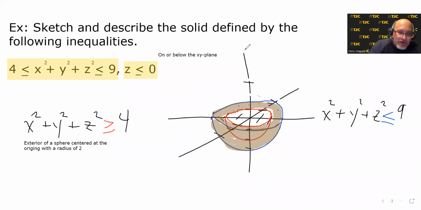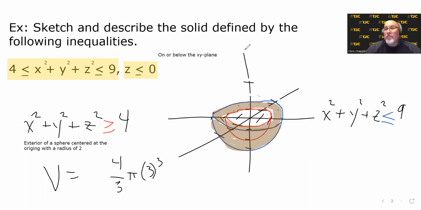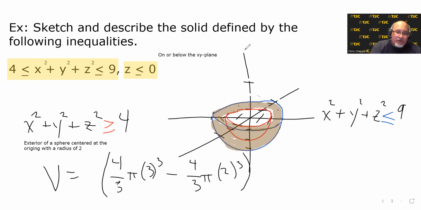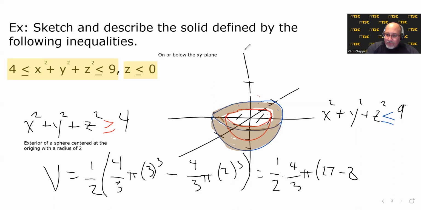But the volume is going to be, let's think about this. The blue sphere had a radius of 3. So its volume is 4/3 pi 3 cubed. And then we remove the inner sphere, which had a radius of 2. So 4/3 pi 2 cubed. But then we took the bottom half of it because we were on or below the XY plane. So it's only going to be half of that. Let's factor out a 4/3 pi and have 1/2 times 4/3 pi. 3 cubed is 27. 2 cubed is 8.